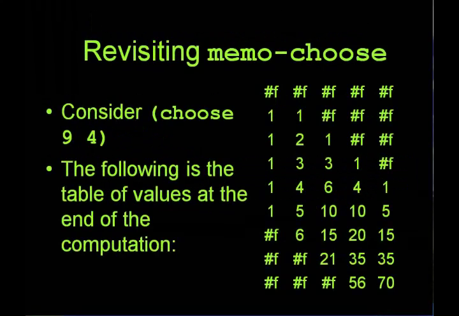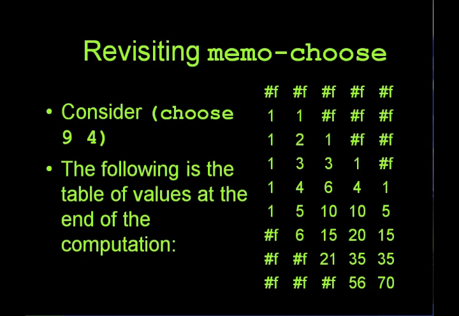So let's take a look at memo choose. Memo choose is the one that we did last week. Suppose you do choose 9, 4. After the computation is done, this is what the table of values will look like. F means it's not filled, and the rest of them are filled as you go along.